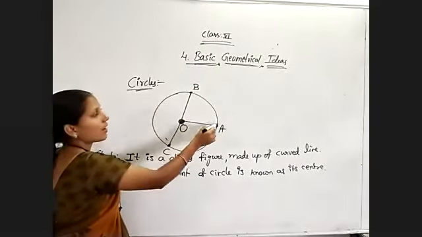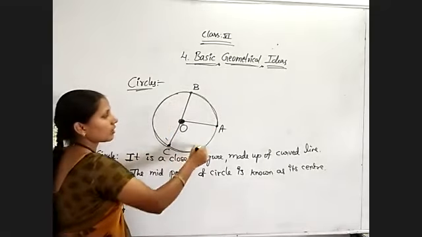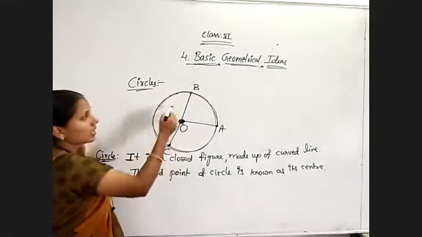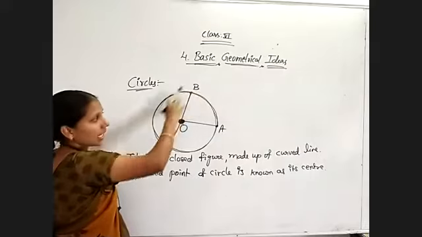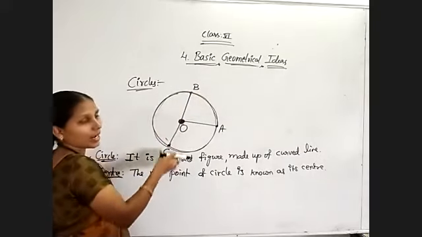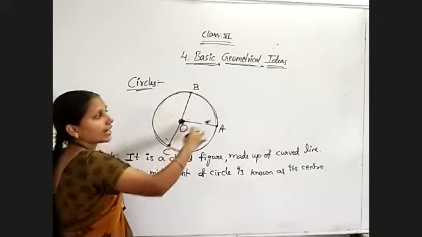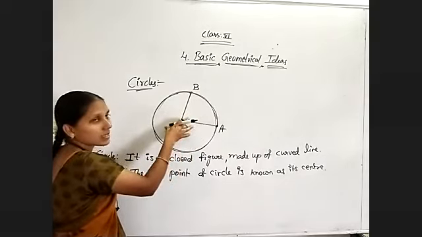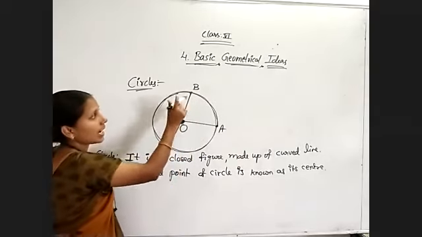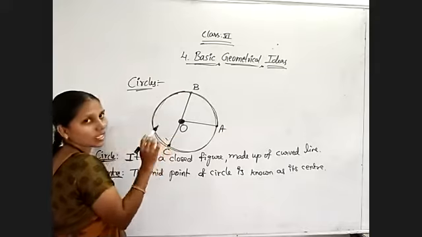Before that, what is this? What will we call this? See, it is a circle. It divides the plane into three parts: inside, boundary, and outside. The inside is called the interior of the circle, and this boundary is called the boundary of the circle.